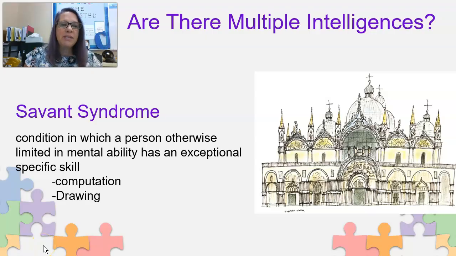When we talk about intelligence, we talk about savant syndrome. So this is a person who has a very limited mental ability, would be considered intellectually disabled, developmentally delayed, but has an exceptional ability in a specific area. So this could be mathematics, it could be music, it could be art. So that is called savant syndrome.